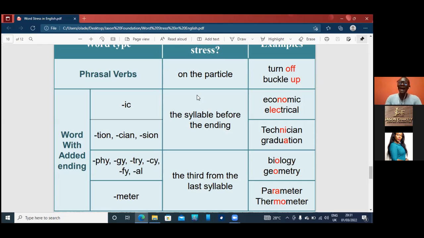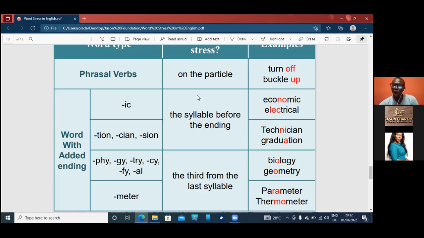When you have IC, when we talk about polysyllabic words, words that have more than two syllables are polysyllabic words. We have less than 10 minutes, so we'll try to make do with the time we have. In this case, look at this: economic.